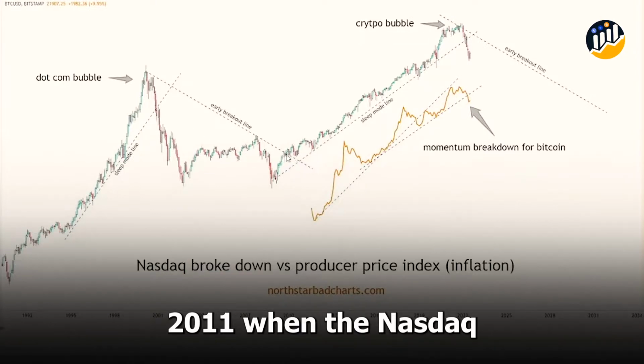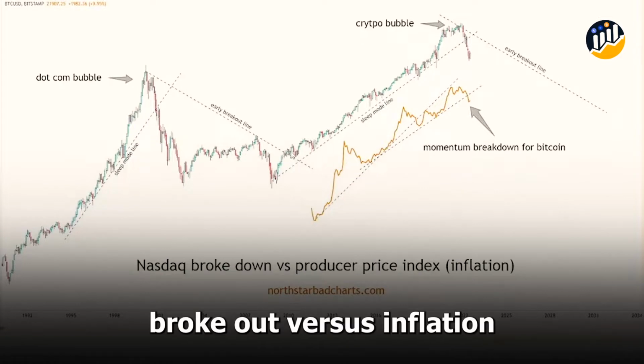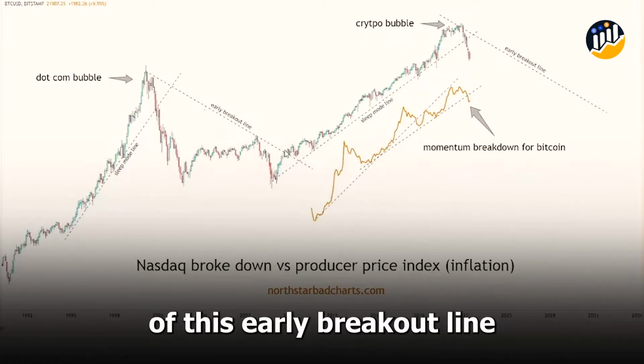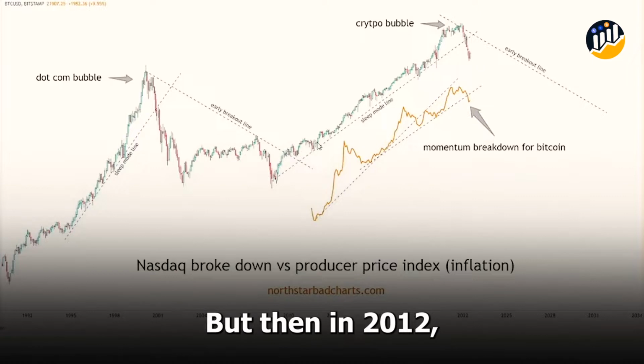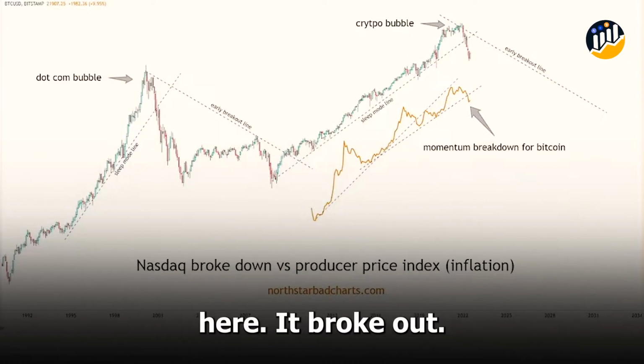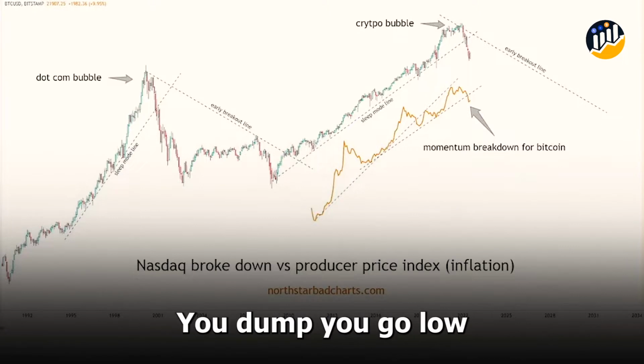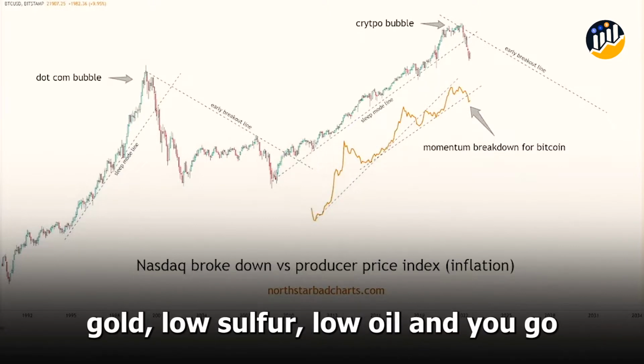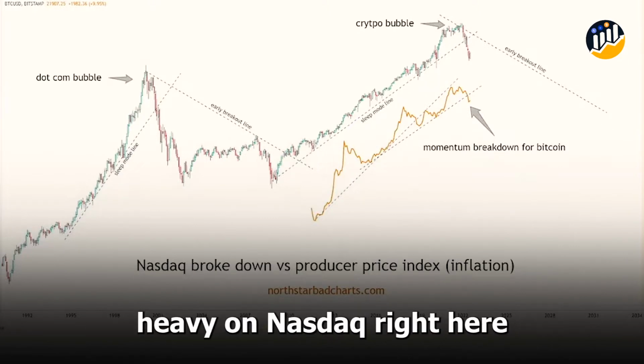2011, when the NASDAQ broke out versus inflation of this early breakout line, and then it stumbled a little bit. But then in 2012, it did a horizontal, I could have drawn a horizontal line here. It broke out. You go low gold, low silver, low oil, and you go heavy on NASDAQ right here.